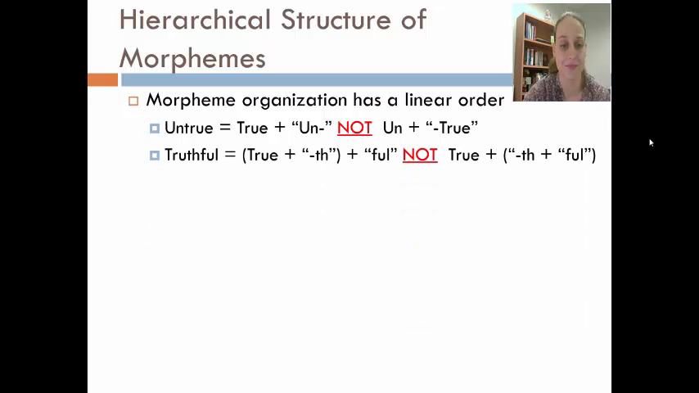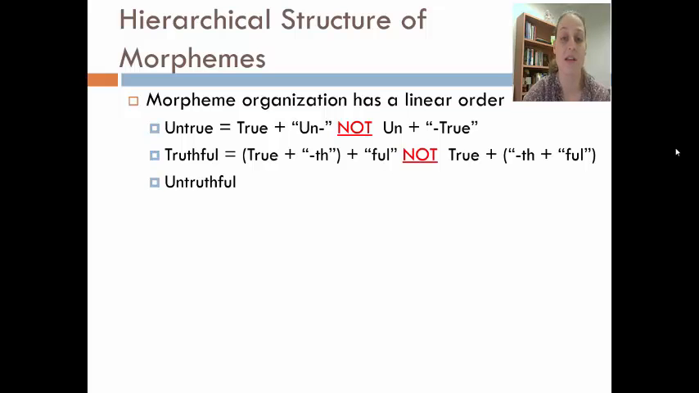Here's another example. Truthful, which actually has 3 morphemes, true, th, and full, is made up like this. We start with true, then we add the th, and then the full. We don't go th, and then full, and then add true, right? So notice that the root morpheme is really where the structure starts.